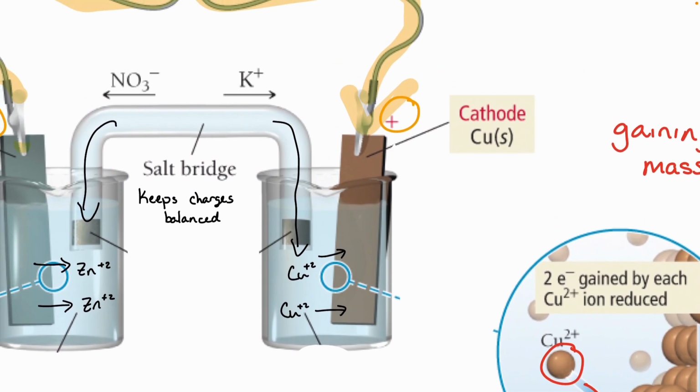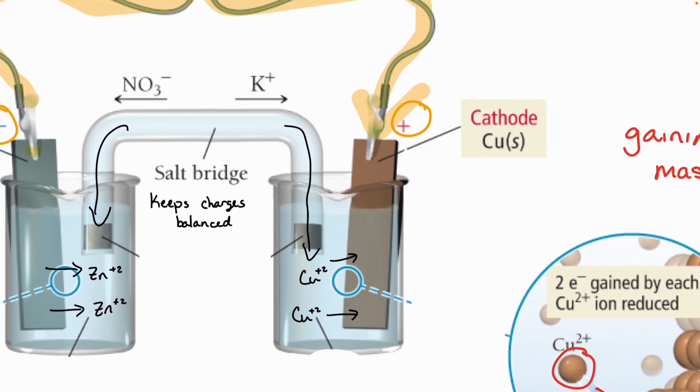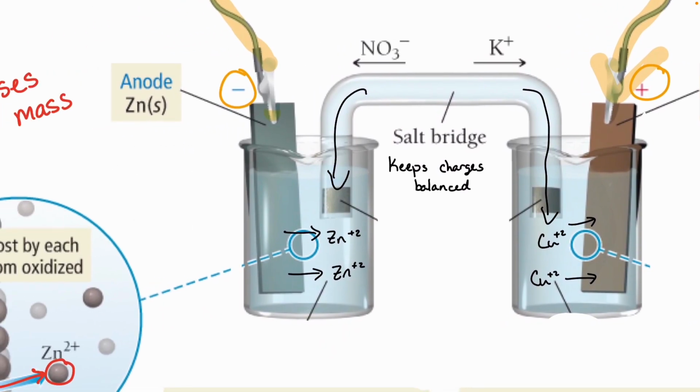Okay? So in this case, my salt bridge was made of potassium nitrate. Any sort of very soluble salt will do. Again, the whole point of the salt bridge is just to help keep your charges balanced. On one side, you're creating a bunch of positive charges, so you need to counterbalance that with negative charges.